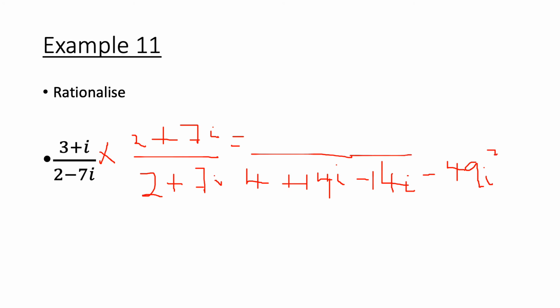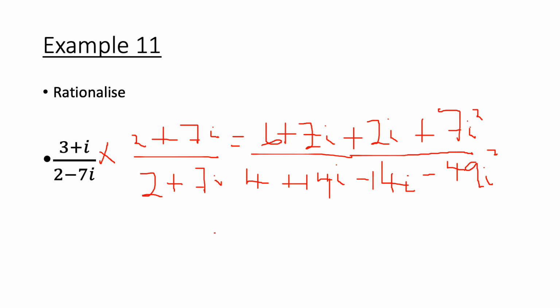Let's just expand this. On the top, I'm going to get 3 times 2 is 6. 3 times 7i is plus 21i. 2 times i is going to be 2i, so it should be a 7 there, not a 2. Plus 2i plus 7i squared. i times i is equal to 7i squared. Okay, so I hope it makes sense so far, guys.